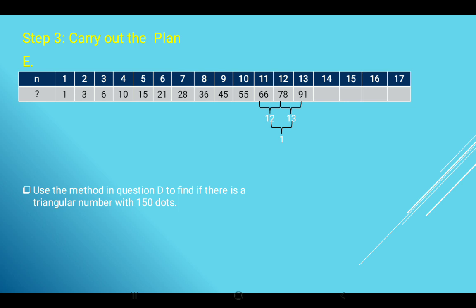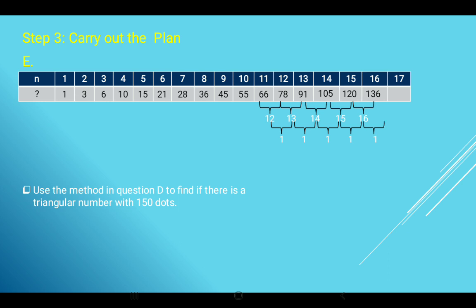So next, 13 plus 1 is equal to 14. 14 plus 91 is equal to 105. So there are 105 dots in 14th term. Next, 14 plus 1 is equal to 15, and 15 plus 105 is equal to 120. So there are 120 dots in 15th term. Next, 15 plus 1 is equal to 16, and 16 plus 120 is 136. So we have 136 dots in 16th term.